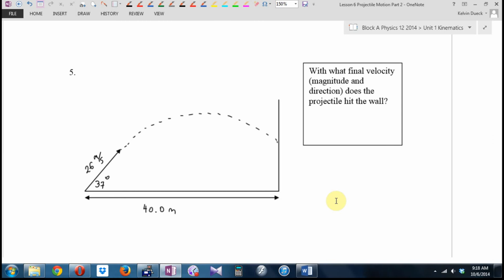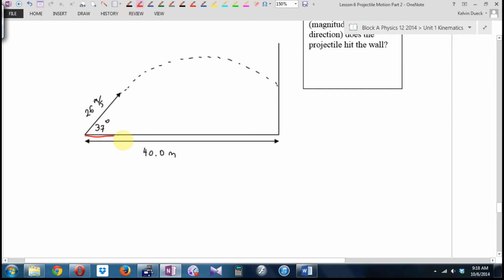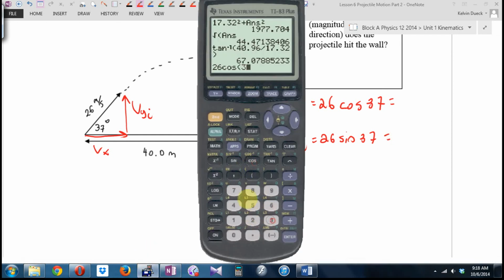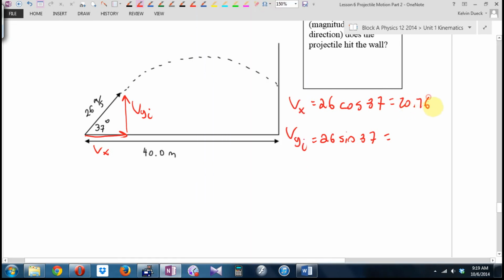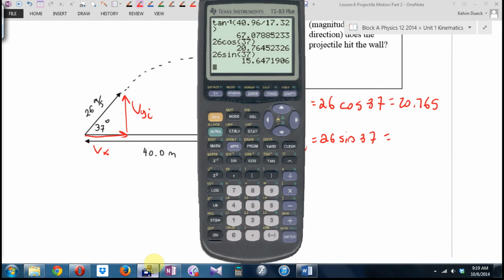Are we launching from a cliff? Okay, ground. Straight or at an angle? Okay, that should at least allow me to start. What would I do first? Components. So let's break this up into Vx and Vy initial. Vx is going to be 26 cos 37. Vy is sine. I get for Vx 20.765, and for Vy I get 15.647.